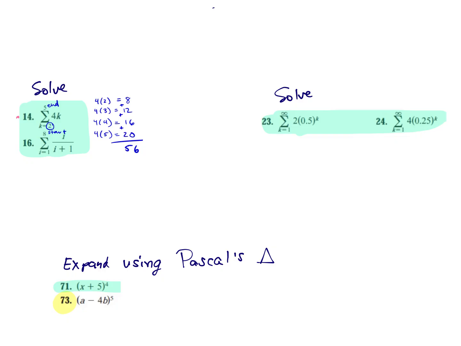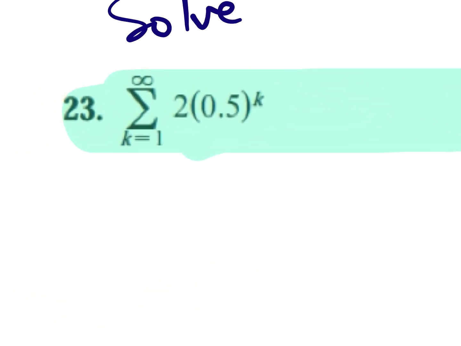We'll do 23 next. These are about the same. So here, since it is an infinite sum, we're going to use our infinite geometric formula, which is a sub 1 over 1 minus r. To find our first term, we have to plug in the number in the bottom into our variable. So here we're plugging it into k.